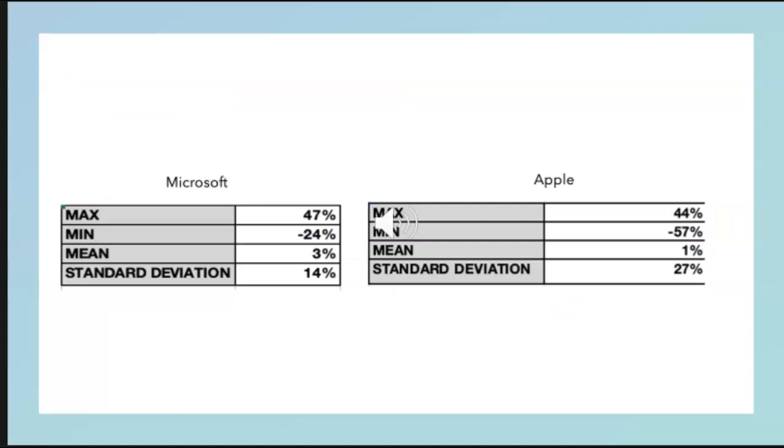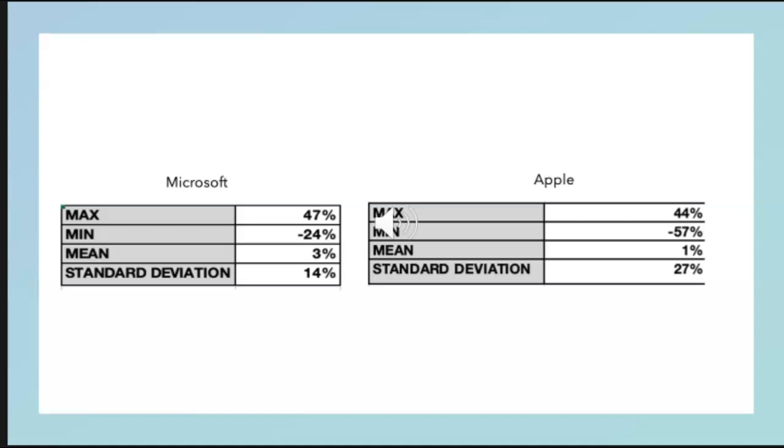Let's begin with Microsoft data. For the max, it has been at 47%, which may be translated as being at the highest monthly growth rate yet. For the minimum, it has been at negative 24%, which also translates as the monthly growth rate being at its lowest yet. For the average of the monthly growth rate percentage, it stands at 3%. Standard deviation is at 14%. Just for reference, the lower the number for the standard deviation, the better.